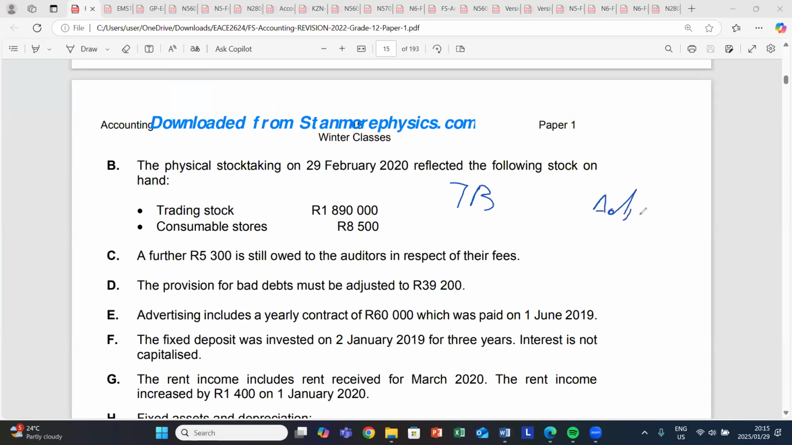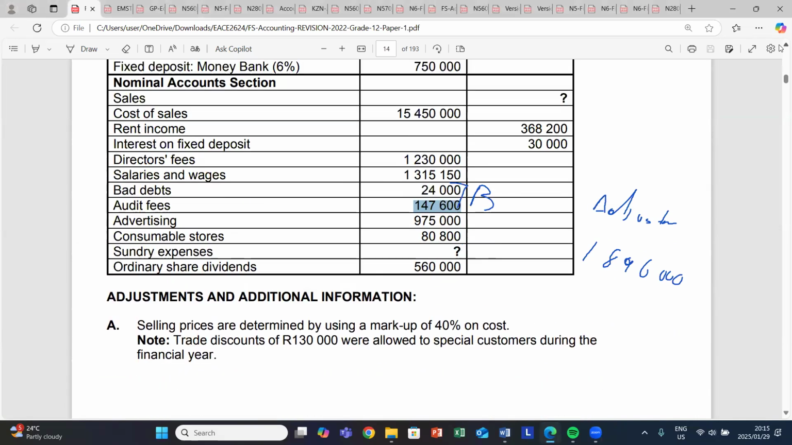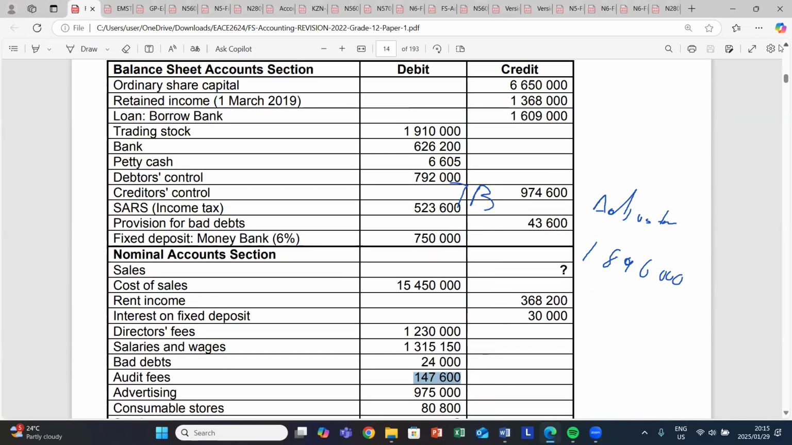The trading stock in our trial balance is the stock that we know that we have. So in our adjustment, after doing a physical stock count, we found that our trading stock amounts to 1,809,000. So we'll have to compare it with the trading stock that appears in our trial balance. The one that is in our trial balance is 1,910,000.